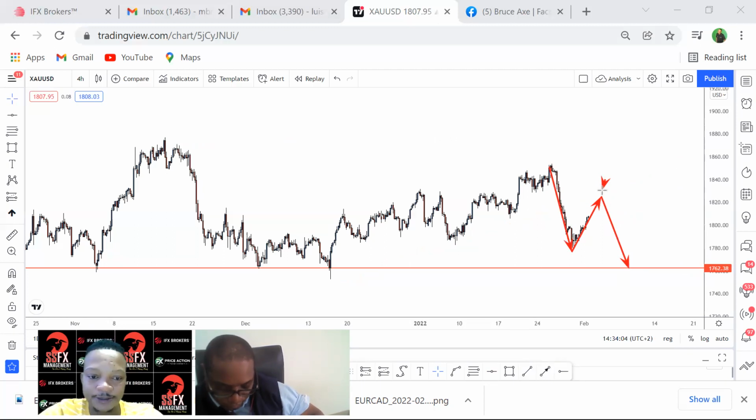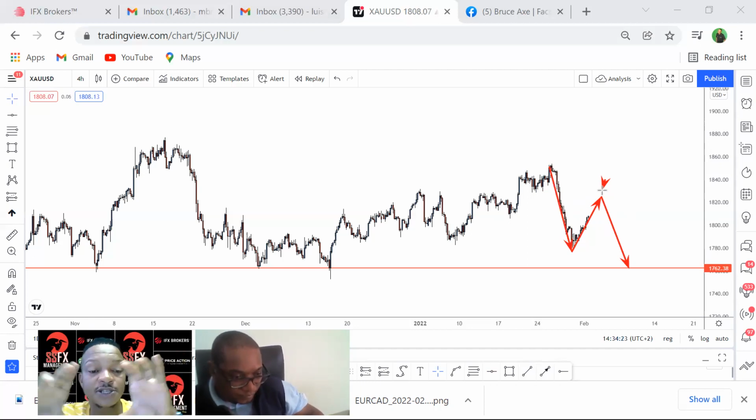Change of structure. When we are talking about change of structure, we are talking about breaking your trend line, right? But it can either break your trend line or break your support or demand. That's your change of structure, because without change of structure, you won't be able to tell where the market is going. You won't tell the direction of the market.